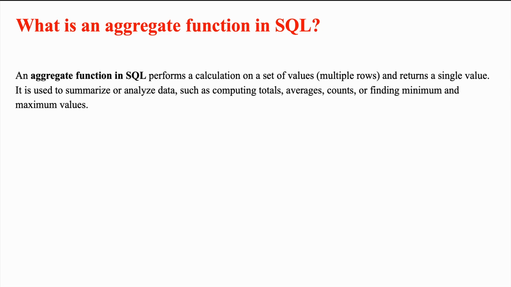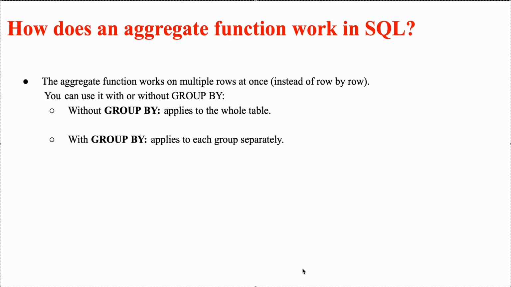They allow us to take a whole set of data, like all the sales, all the orders, and calculate something meaningful: totals, averages, counts, minimum, maximum. For testers, these functions are incredibly valuable for spotting patterns, trends, and potential data issues. Now, what makes aggregate functions different is that they don't work row by row. They look at the data as a whole.